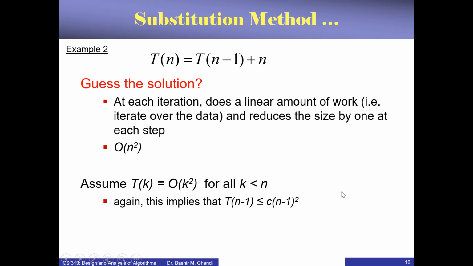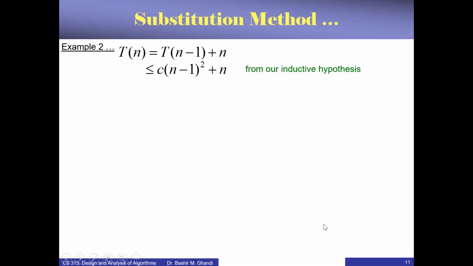And then try and simplify it to see if we can have it in terms of cn squared. Because if we can have it in cn squared, then it is big O of n squared. This is basically the idea of substitution. So to show that Tn is big O of n squared, we need to prove this, as I just said. So let's proceed.